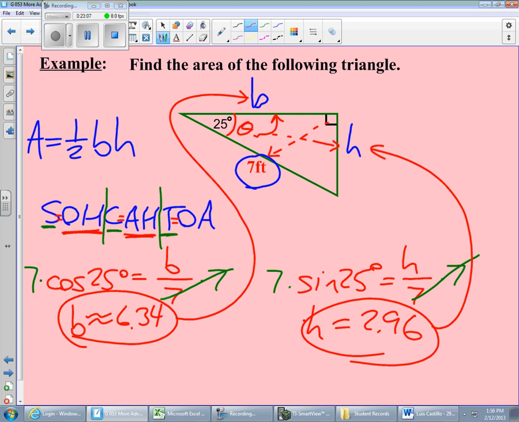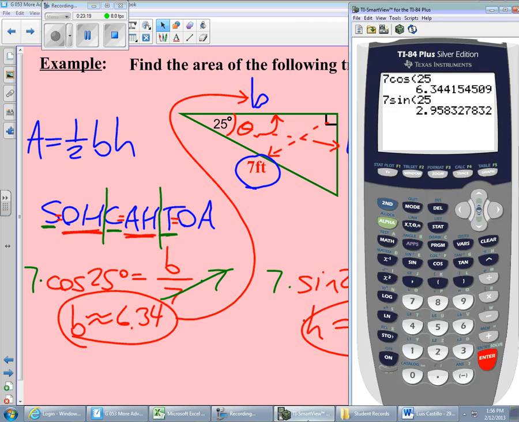Now that's our answer, right? No, still not done. This is a three-step problem. We had to solve for B, we had to solve for H so that we could come back to the area formula and finally get an area. So let's have a look here. We already did B. It's over here. Well, yeah, the formula needed both B and H, so we solved for both of them.